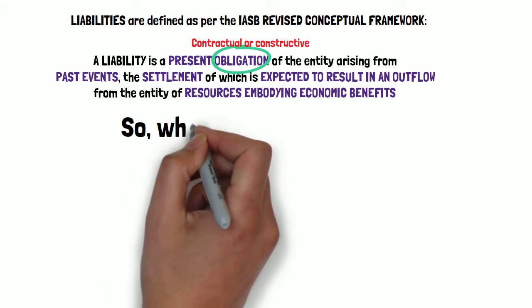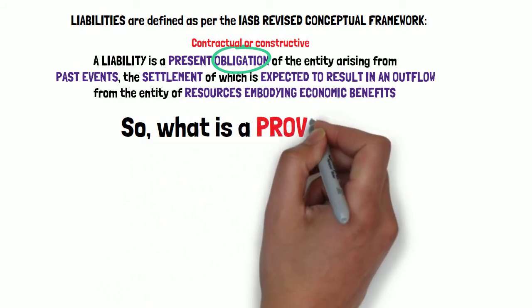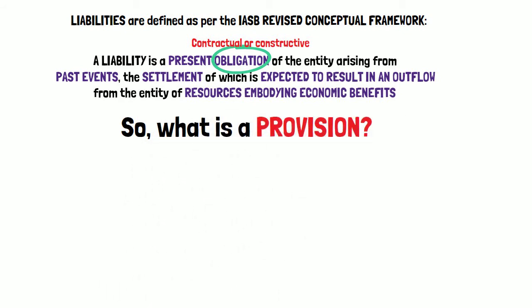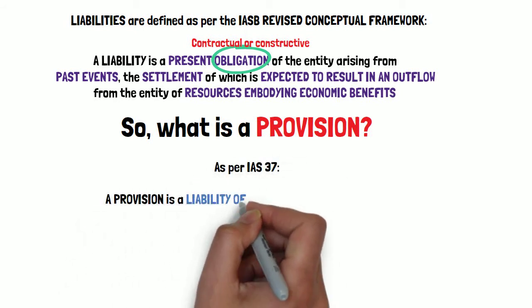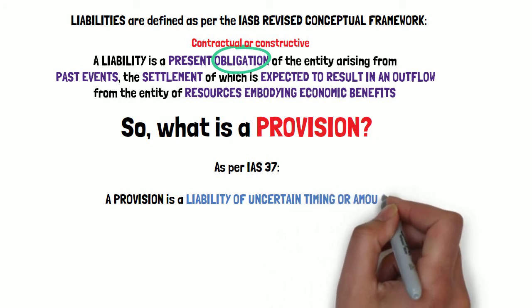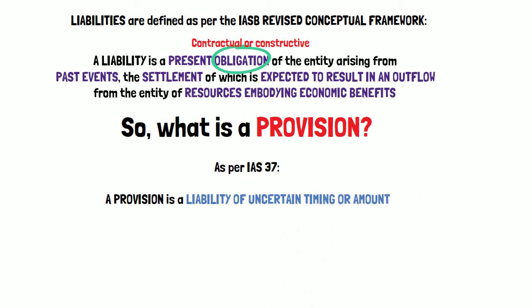What is a provision? Now, I'm going to do a separate video on provisions later, but just as a quick summary, as per IAS 37, a provision is a liability of uncertain timing or amount. This is why it was important to understand the definition of a liability, because a liability is referenced in the definition of a provision. Okay, so a provision is a liability of uncertain timing or amount.